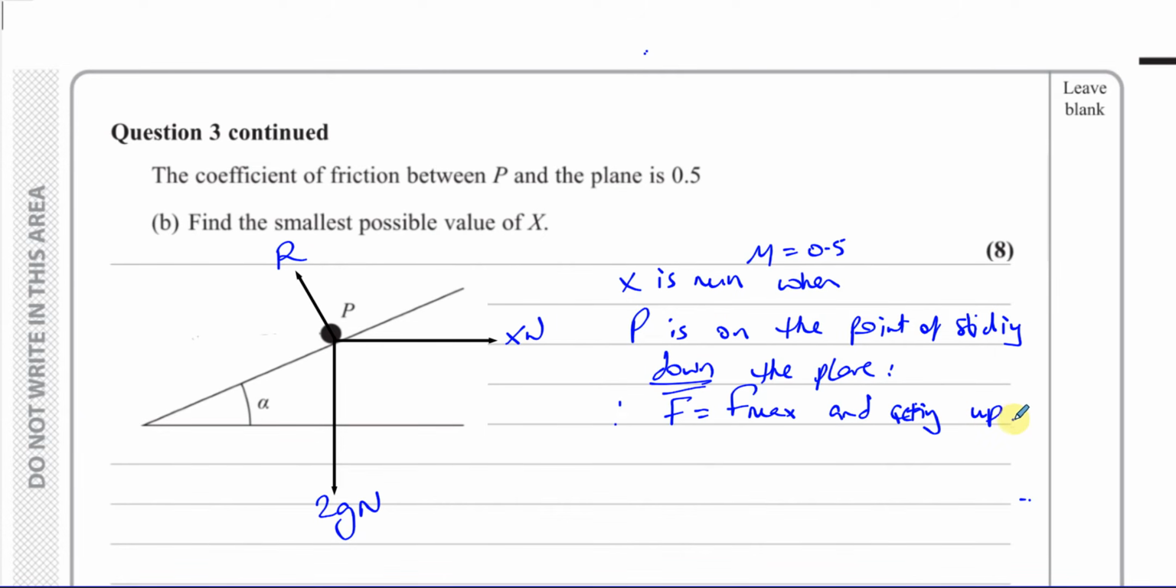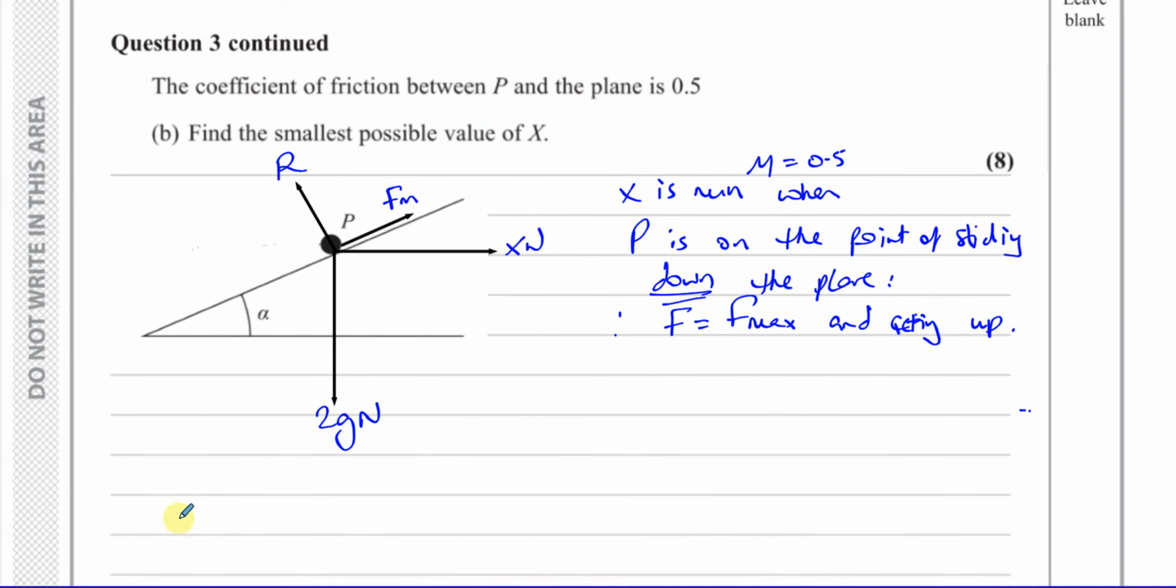The friction is acting up the plane. Okay, so the friction has reached F max and it's acting in this direction. So this is now F max, I'll put it FM. That's been achieved because it's on the point of sliding down the plane. So F max is acting upwards. Okay, it's opposing that motion. All right, so now let's resolve the forces perpendicular to the plane first.